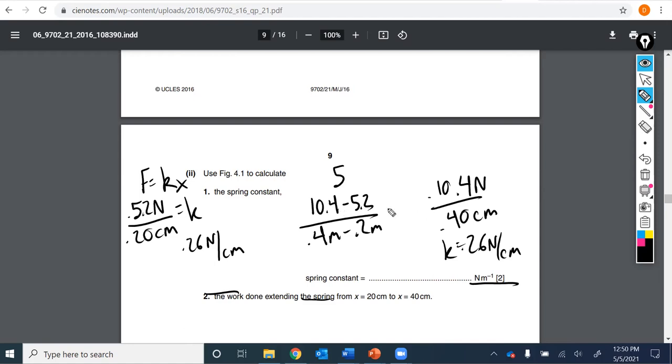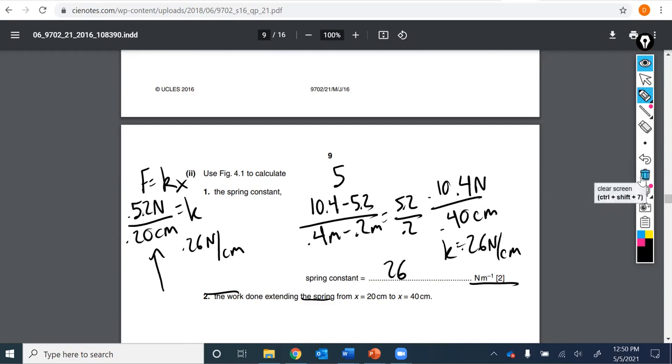So we already took the coordinates out to do a rough calculation over here. 10.4 minus 5.2 is 5.2, and 0.4 minus 0.2 is 0.2. So it's the identical calculation to this one. I wanted it in newtons per meter, so I've converted that to meters. I got 5.2 over 0.2, and if it's 0.26 newtons per centimeter, then it's 26 newtons per meter. You could have converted this or done it like I've done.